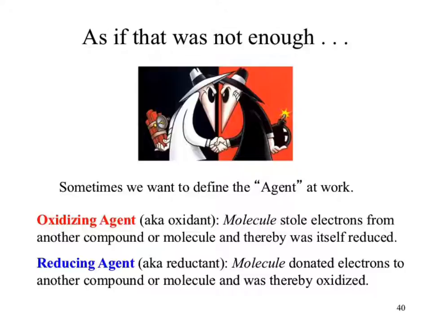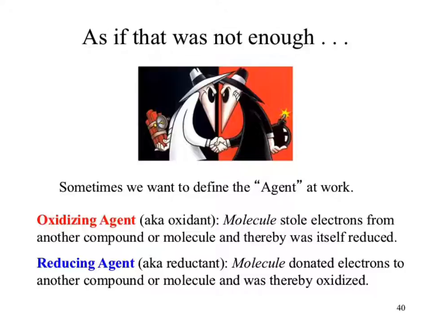Well, as an agent, what is it doing? It is causing something else to be oxidized, because it's the agent doing it. Well, something else is oxidized. What happened to it? It was reduced. Everybody catch where that goes sideways real fast?